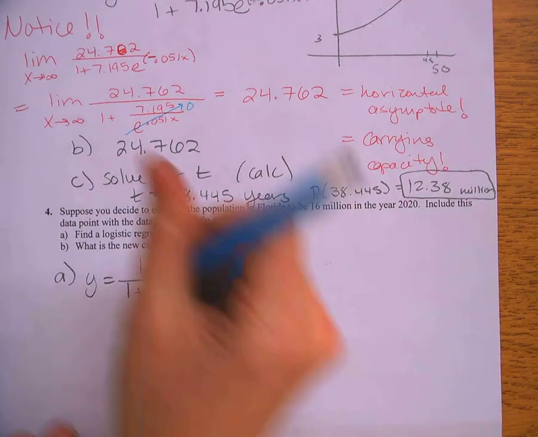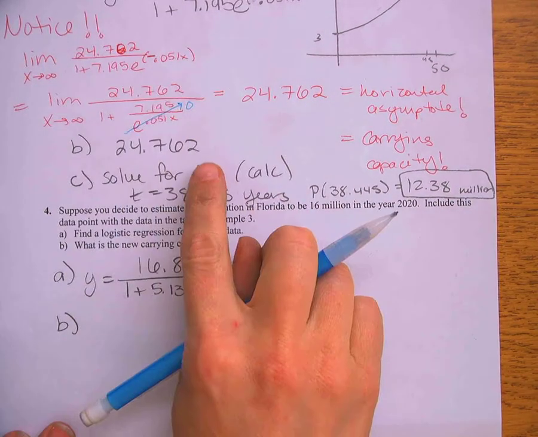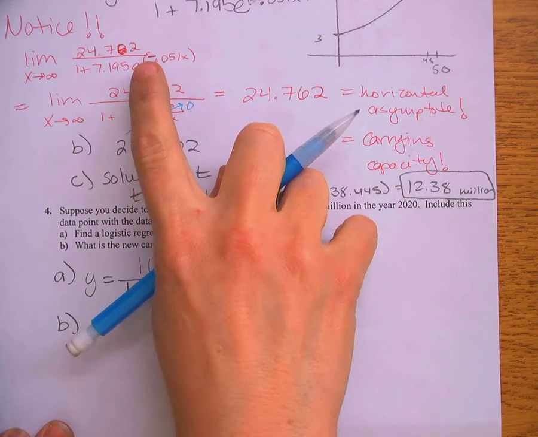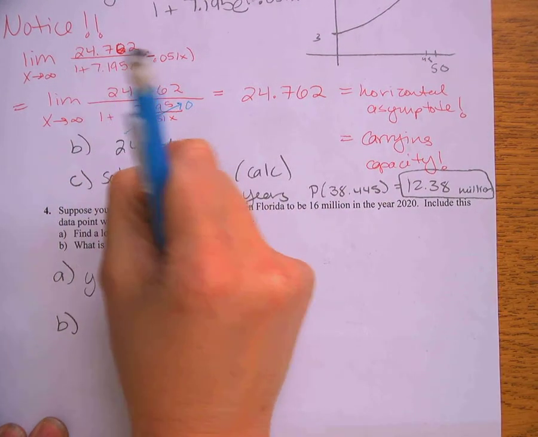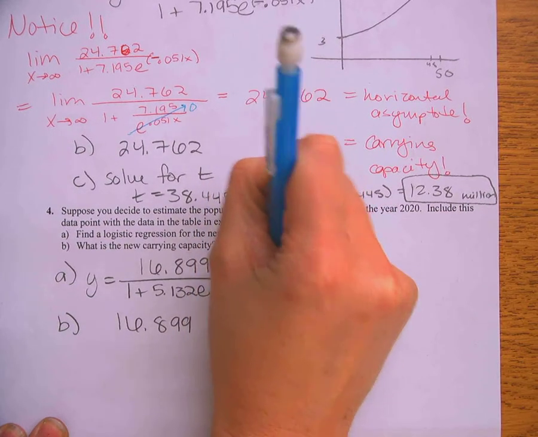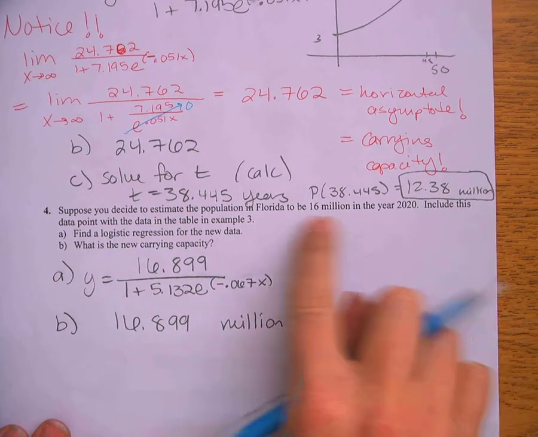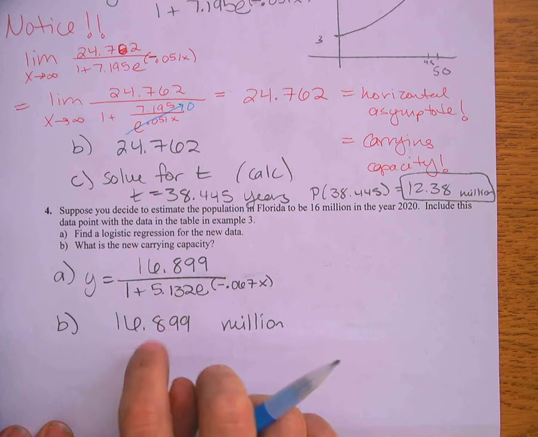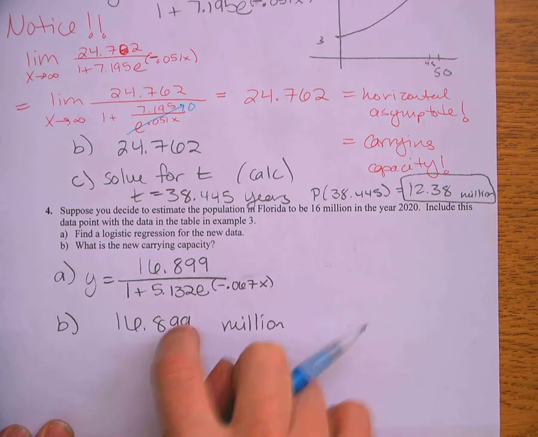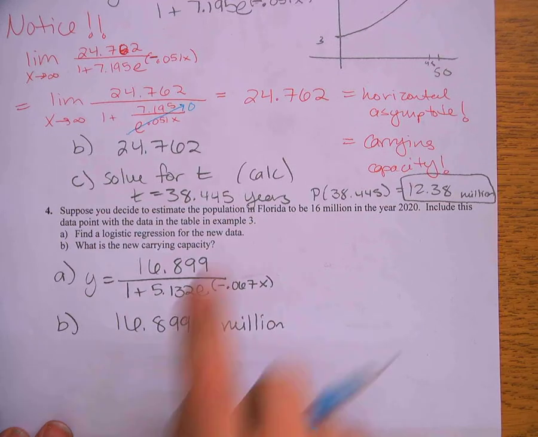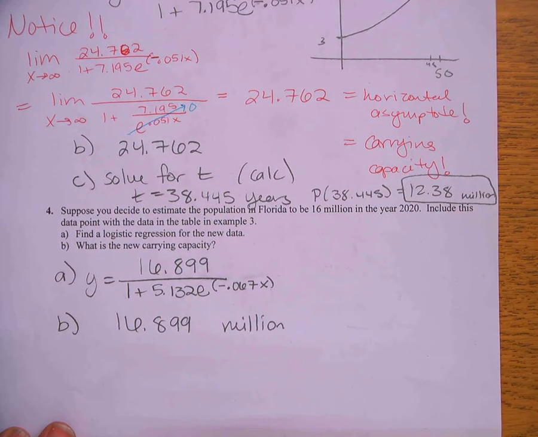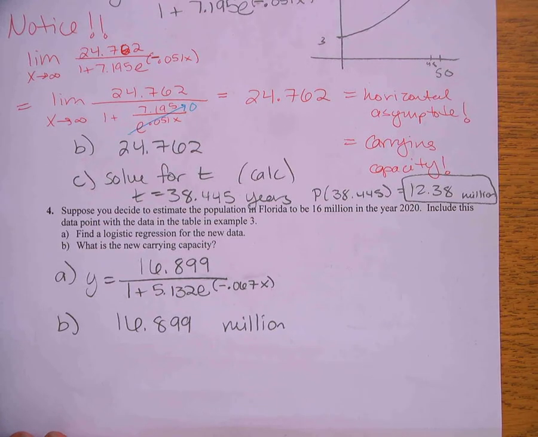And then for part B, we learned back in example 3 that the carrying capacity is basically the numerator of the logistic equation. So it's 16.899 million. Now if you add this new data point into the mix, look how much it changes how much the environment can hold. So now it can only hold up to 16.899 million versus 24.762 million. And that is all for 6.5. Come see me in tutorial if you have questions, and I will see you in class.